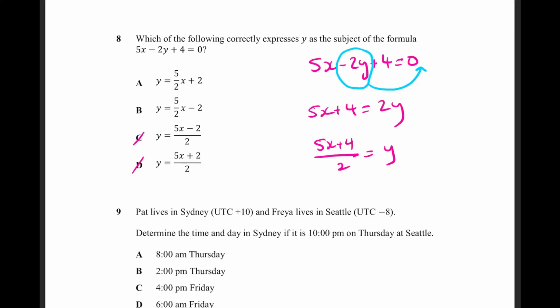Okay, it's definitely not C or D. I know they're the ones that look most like it, but it's a 2 here, not a 4. So I don't want you to feel like, oh my god, maybe I've actually done something wrong and it actually is C or D. Okay, no. What we can do with this fraction is split this up. This could also represent 5x over 2 plus 4 over 2 equals y, which is 5x over 2 plus 2 equals y. Okay, looking at that, is that A or B? It is A.